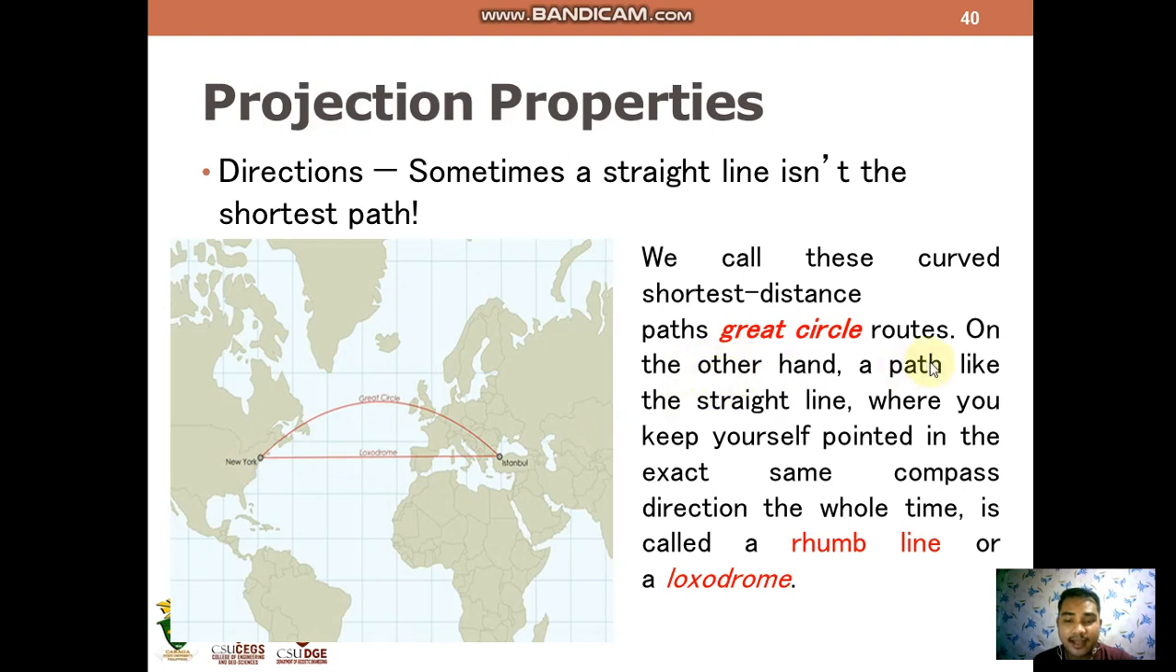And on the other hand, a path like a straight line where you keep yourself pointed on the exact same compass direction the whole time is called rhumb lines or loxodrome. Tawagan niya loxodrome. Kaning straight line, loxodrome or rhumb lines.